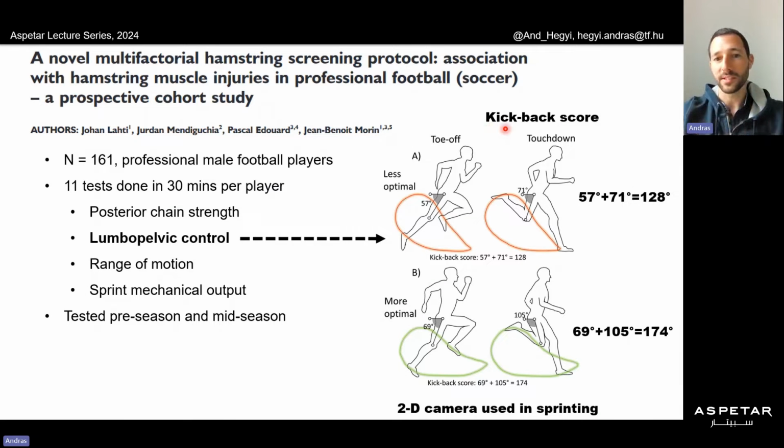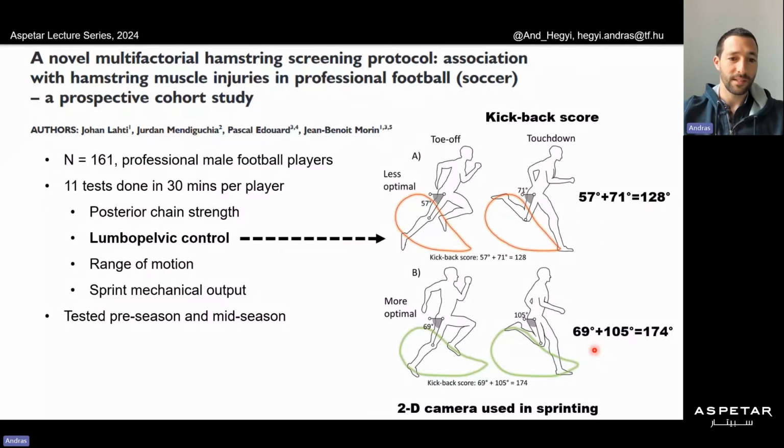So here what you can see is that at different positions, they measure the angle of the thigh. Basically, they sum these two angles at toe off and touchdown, and then they say that if you have a lower score, then you are at higher risk. If you have a higher score, then you are at lower risk to sustain a hamstring injury.